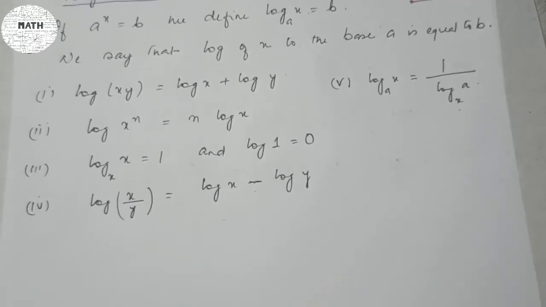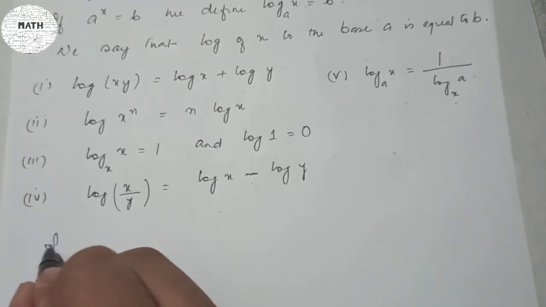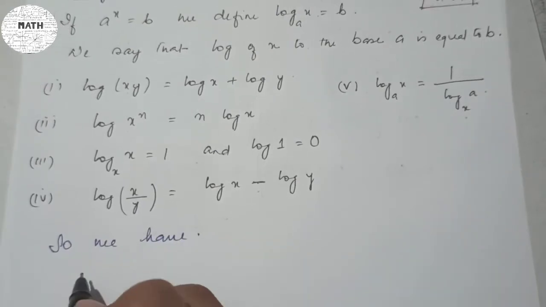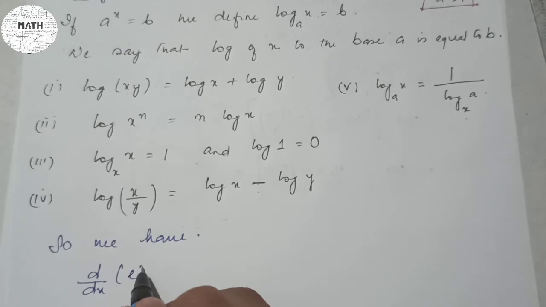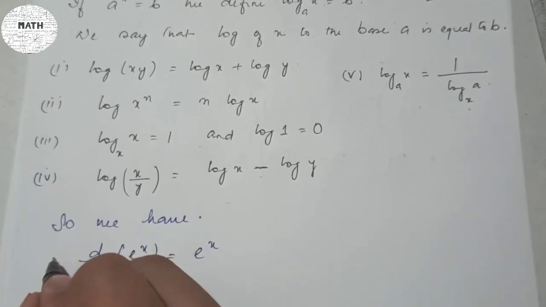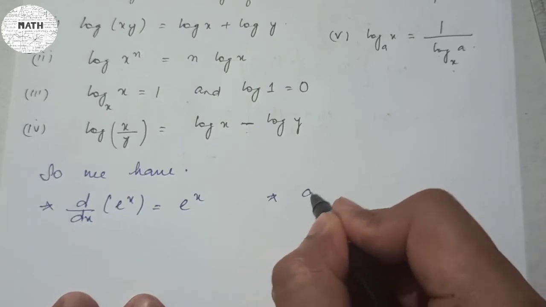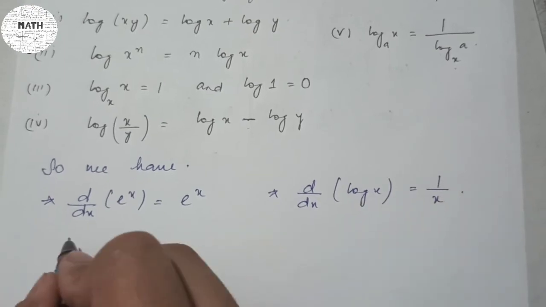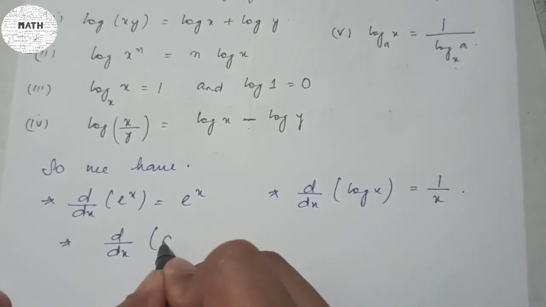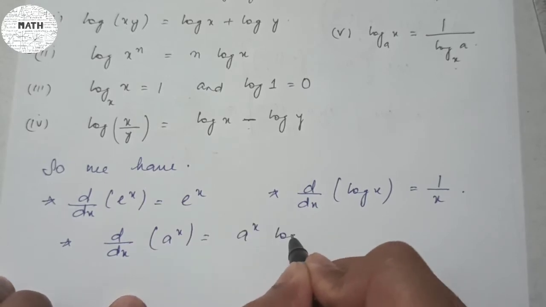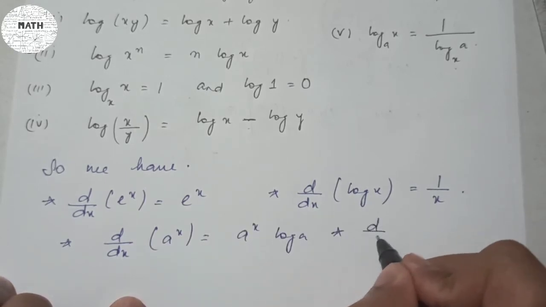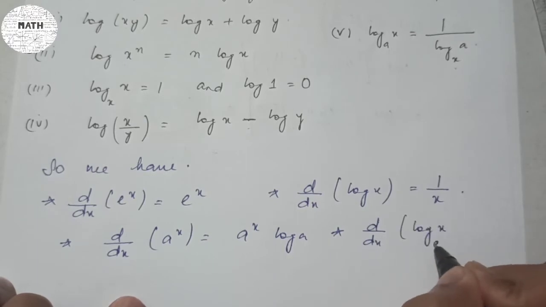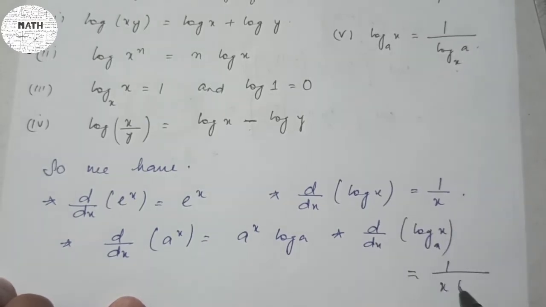So for the derivation, the first one is d by dx of e to the power x, which is e to the power x. Then the next one, d by dx of log x is 1 by x. Then d by dx of a to the power x is a to the power x log a, and the last one, d by dx of log x to the base a is equal to 1 by x log a. So these are the 4 derivatives that I have known. So let's begin the exercise.